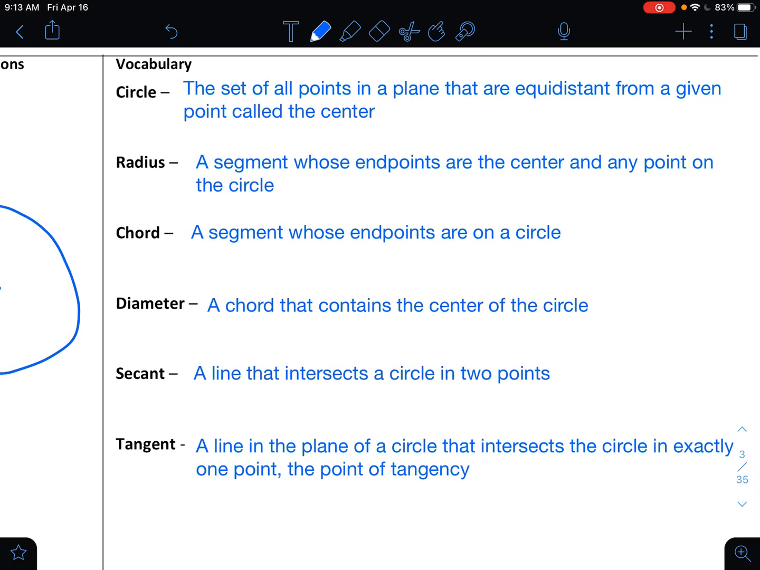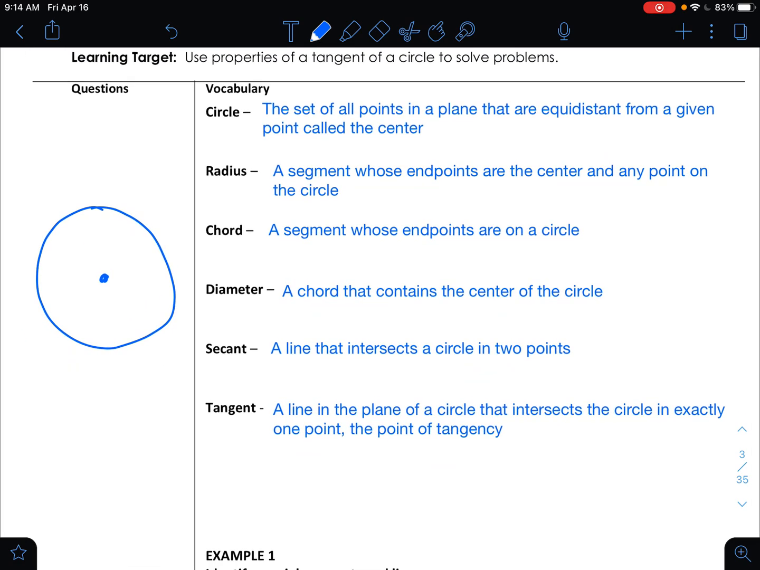Radius, a segment whose endpoints are the center and any point on the circle. Okay, I just drew a radius. So you can have an infinite number of radii, an infinite number of radiuses. In fact, that's how a circle is formed.